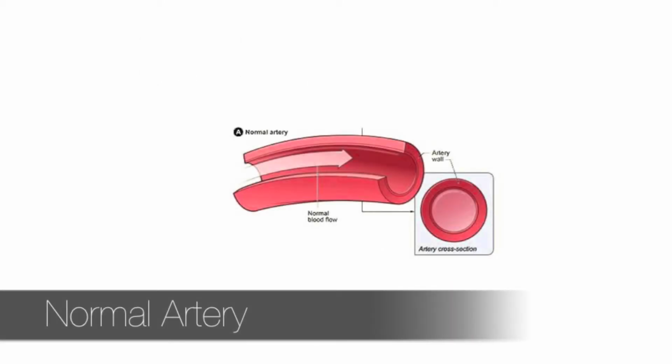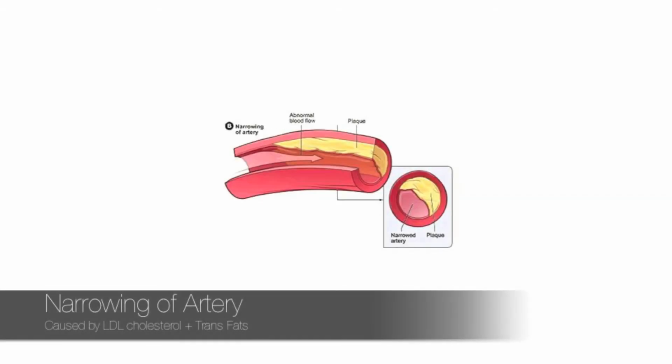Let's take a look at our normal arteries. They should look like the one above, nice and clear of any gunk that could clog them up. But when you eat too much trans fat, which our body doesn't use anyway, low-density lipoproteins, or bad cholesterol, will dump it all along our arteries, clogging them up.